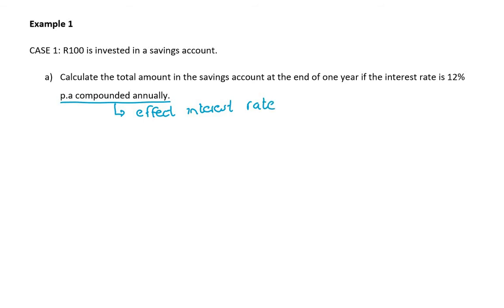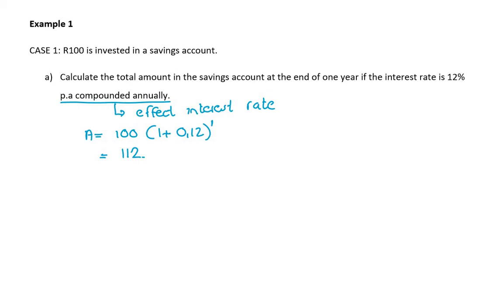Now this seems pretty much what we've been doing from grade 8. 100 Rand, 12% per annum compounded annually. I can just use my formula. So it's 100 Rand, 12% interest for 1 year. And if I pick up my calculator, I get 112 Rand, which makes sense because 12% of 100 Rand is 12 Rand. So at the end of the first year, I'd have 112 Rand.